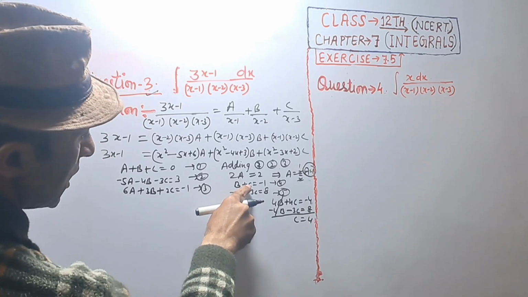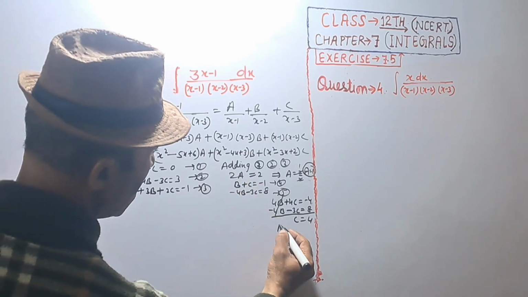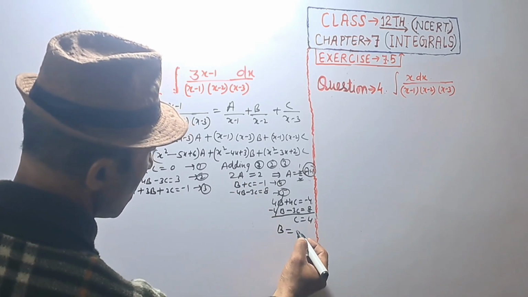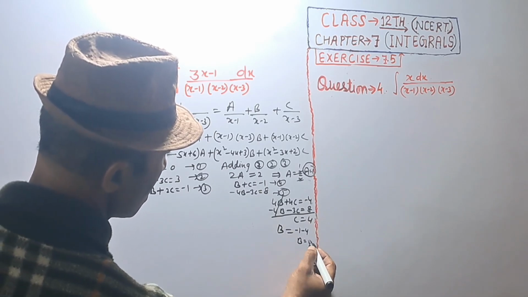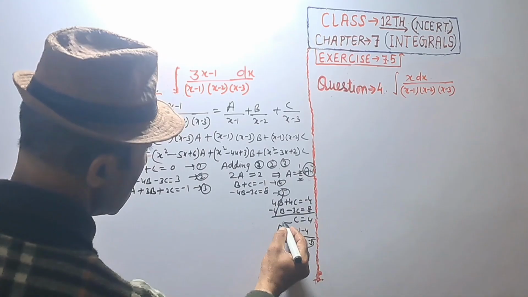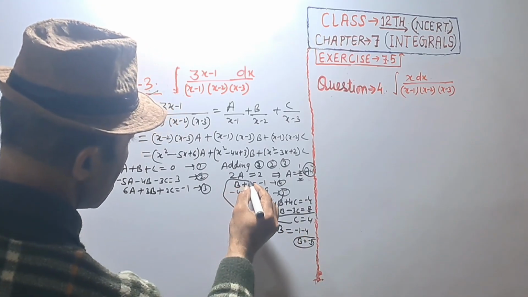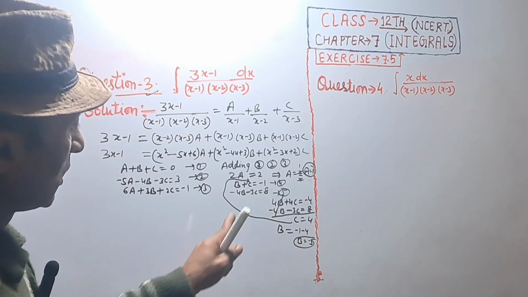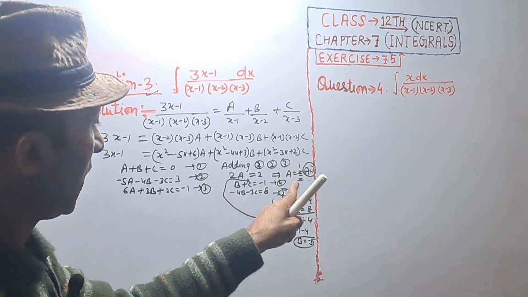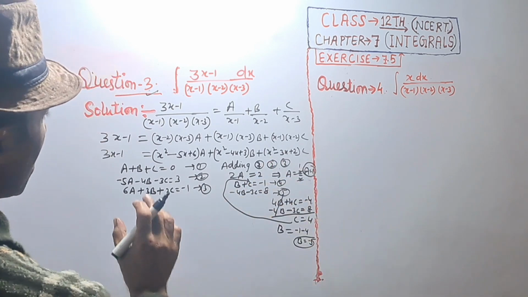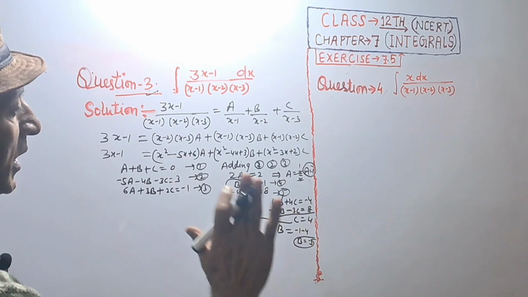We put C equal to 4 in the fourth equation. Then B is equal to minus 1 minus 4, so B is equal to minus 5. We get the values of A, B and C.